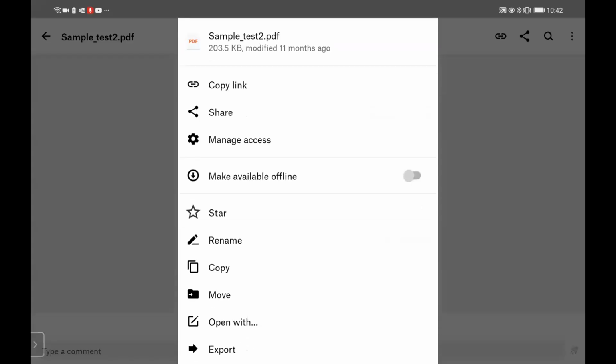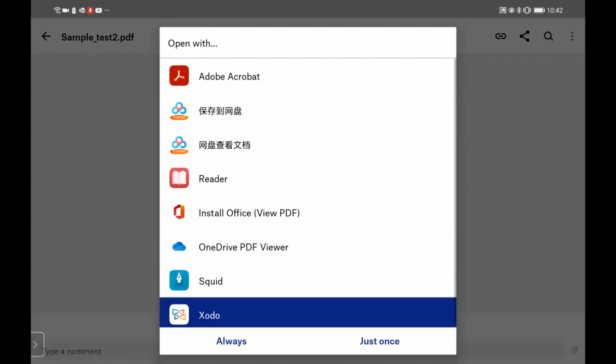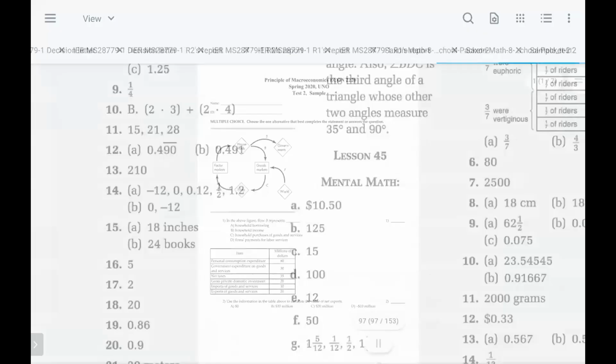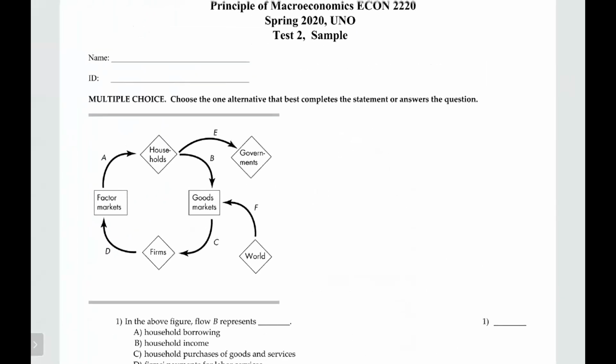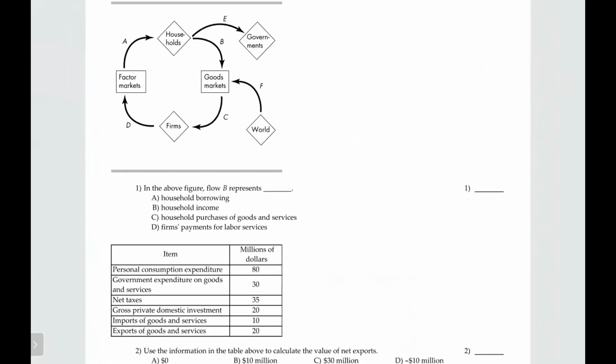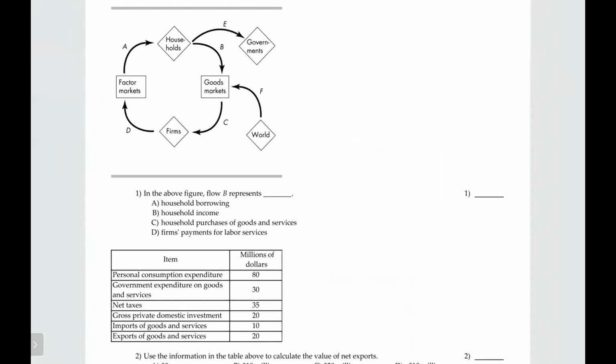Okay, so I'm going to go one by one. I believe everyone has received a copy of this, right? Okay, so to start with the first one. In the above figure, flow B represents, so B is essentially a connection between households and the goods market, right? So actually here, the answer is C, households' purchase of goods and services.